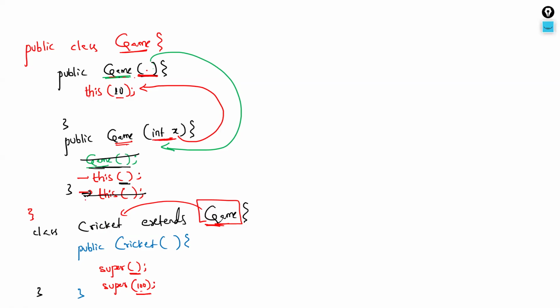Again, what's the rule? Why is this not possible? This function call or super function call inside a constructor must be the first line of code only. Then what is this line? Is it the first line or second line? Therefore, it's not possible. If you write super of 100, possible, only one, or super with nothing, possible. But having both is not possible. Understood? Clear?